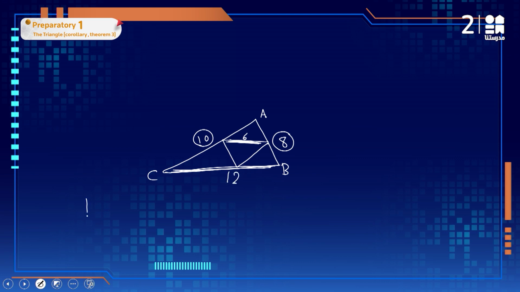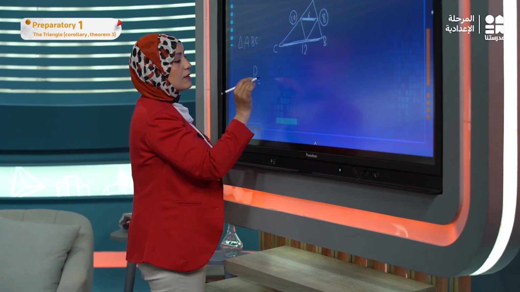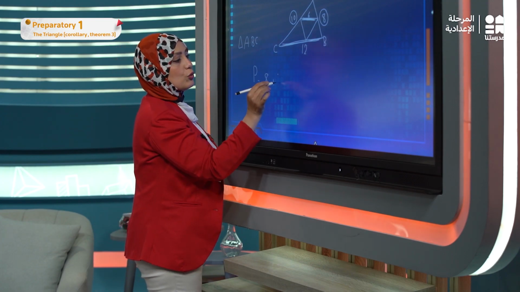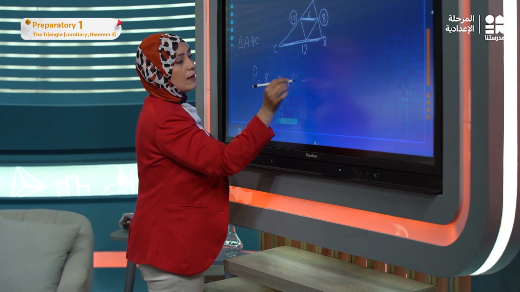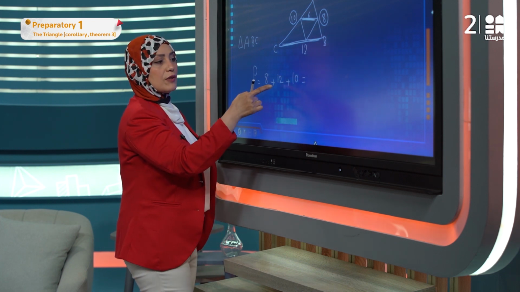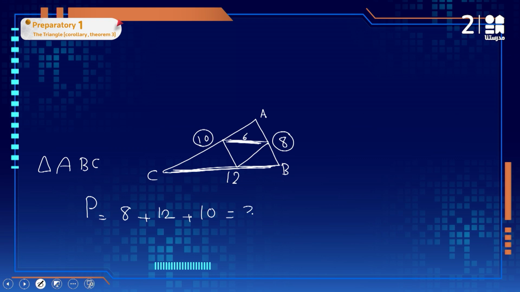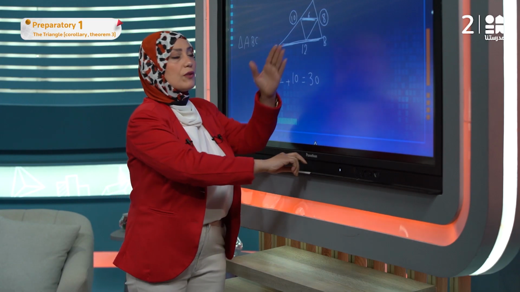And the perimeter, of course we are talking about triangle ABC. The perimeter of triangle ABC equals 8 plus 12 plus 10. 8 plus 12 is 20, 20 plus 10 equals 30. I used the double of the smaller one or half of the large one.